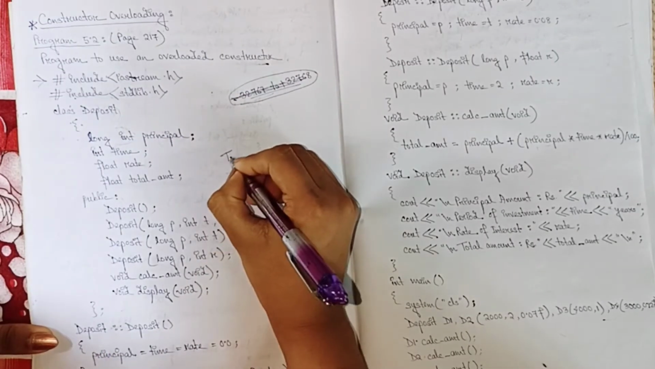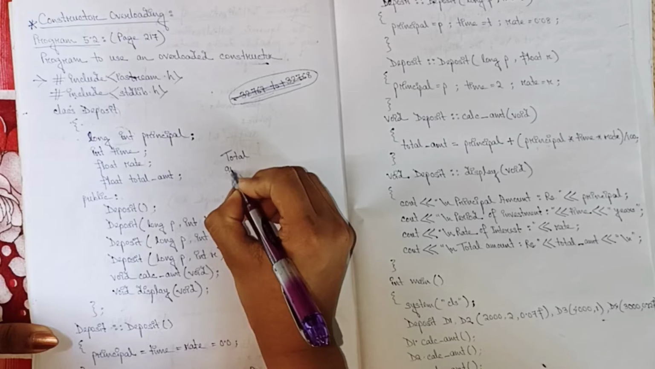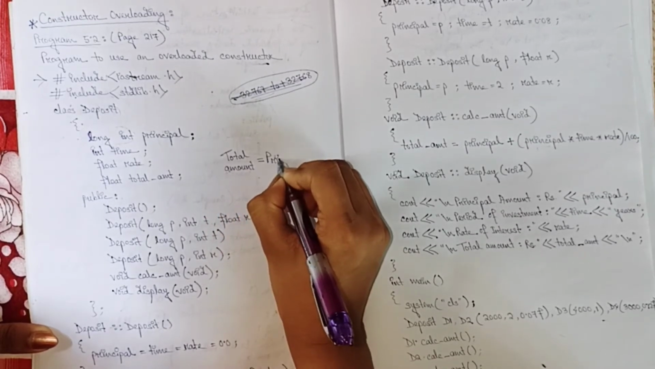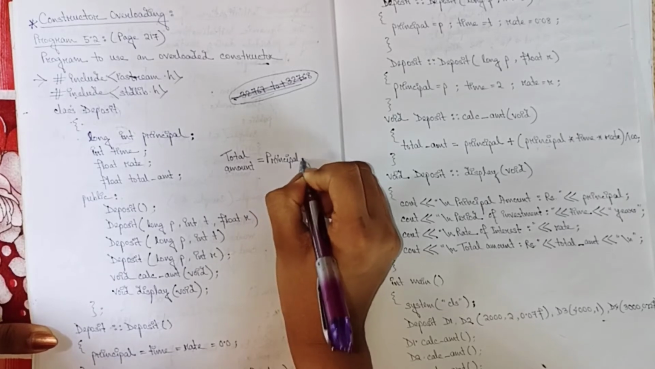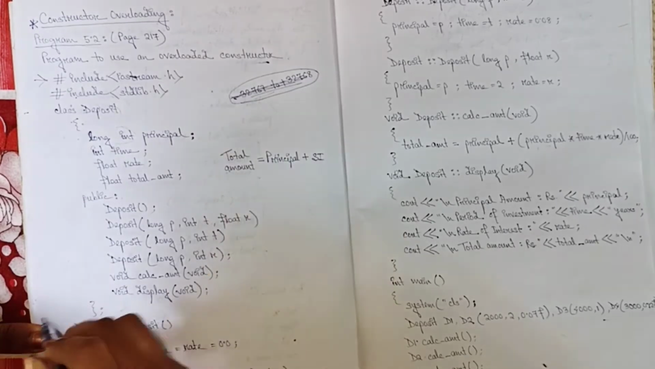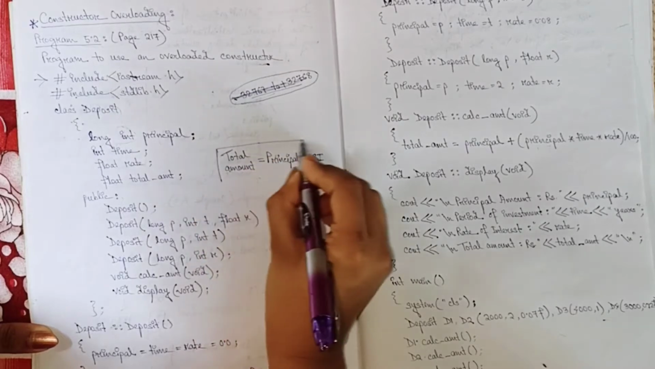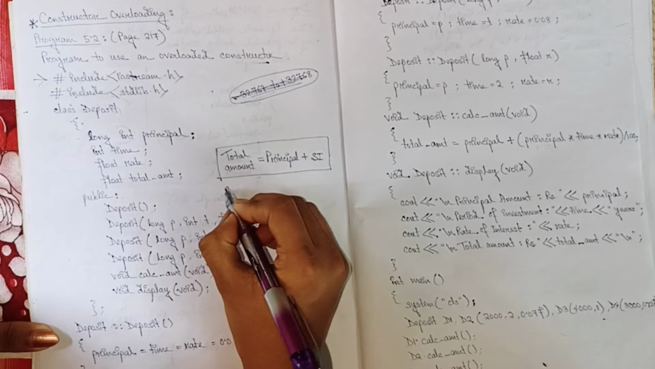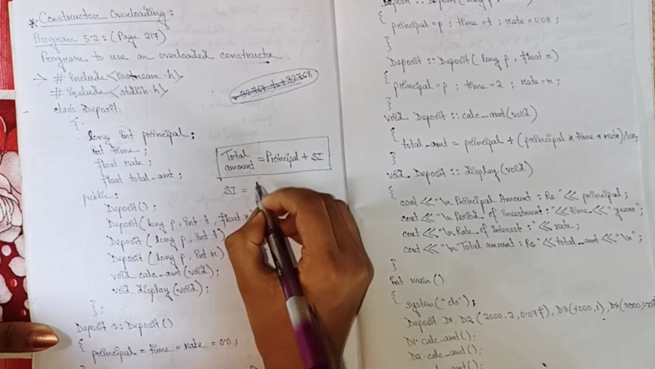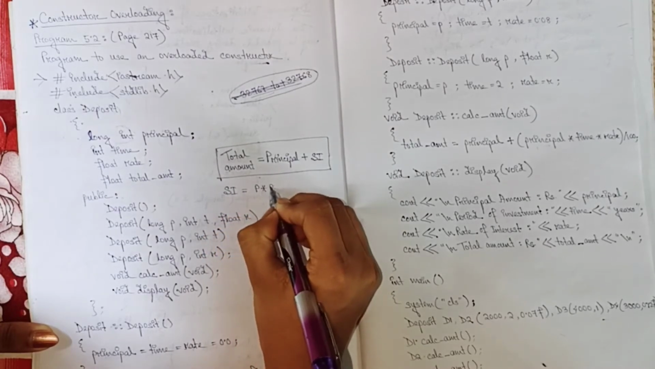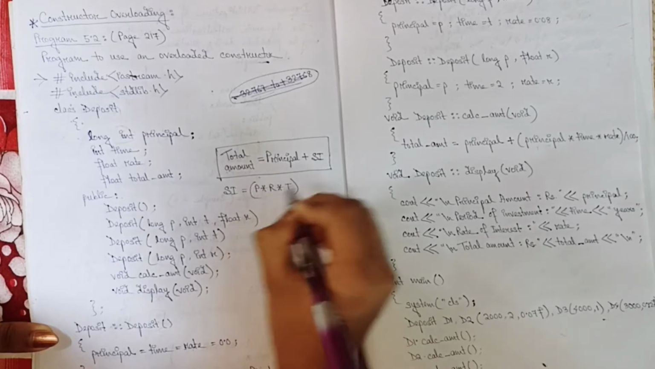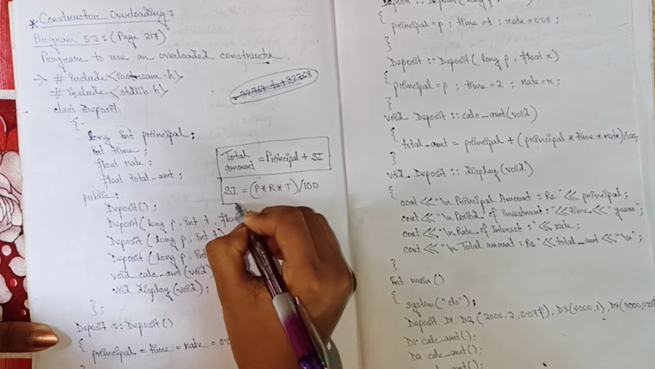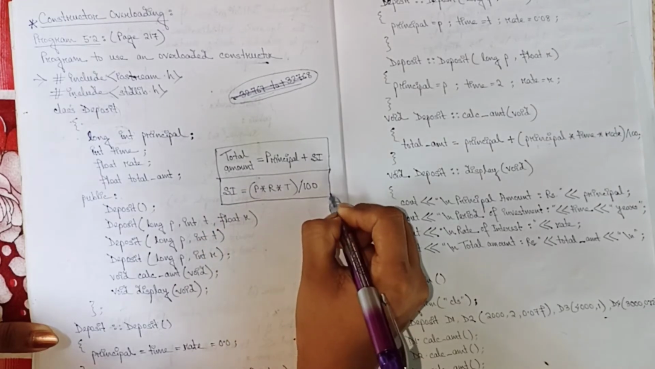This will be the total amount. In the case of the simple interest formula, the total amount is principal plus our simple interest. This is the total amount formula. And the simple interest formula, you know, I think, is SI equal to principal into rate into time divided by 100. So these two formulas we will be using in this program.